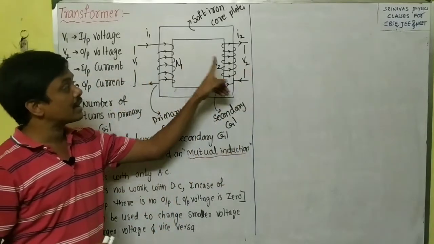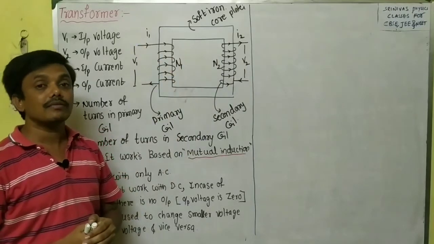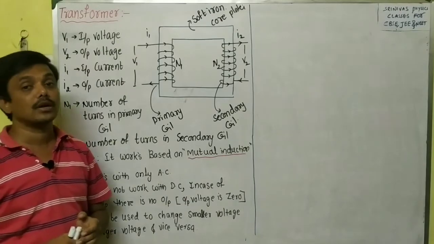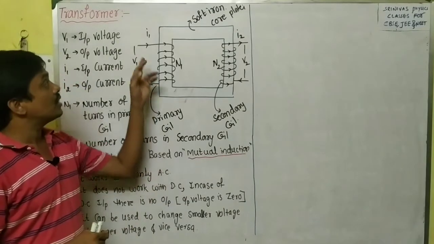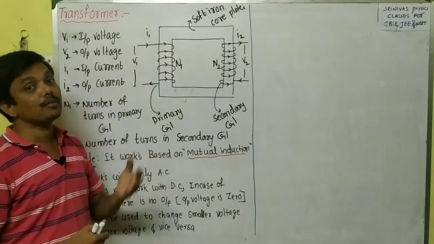If the transformer increases the voltage, that is called a step up transformer. If the transformer decreases the voltage, that is called a step down transformer. When the voltage increases, the corresponding current will decrease.